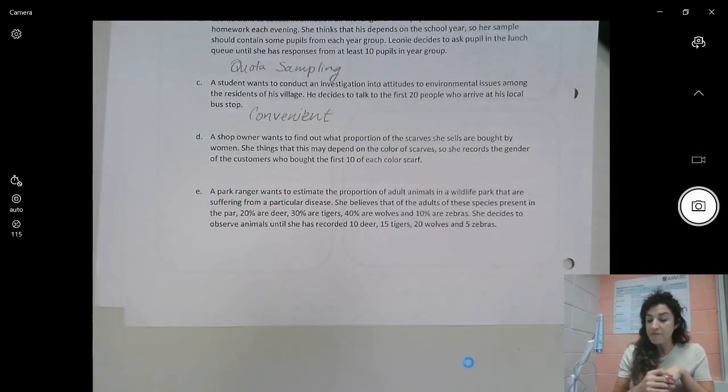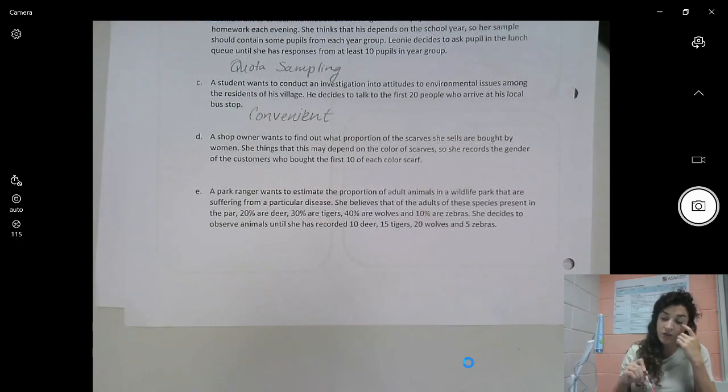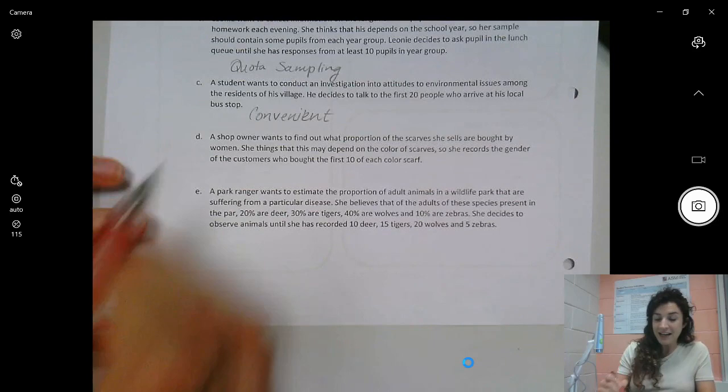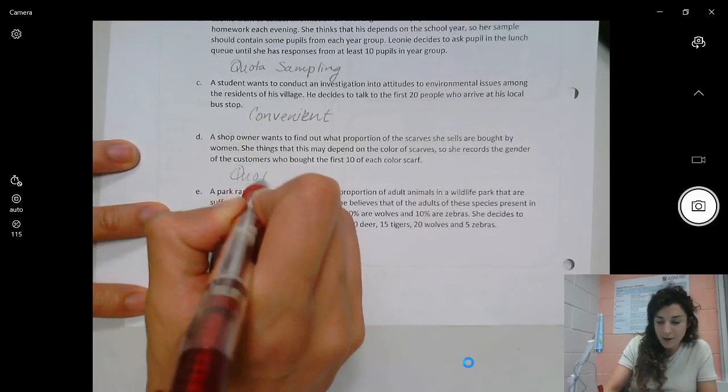A shop owner wants to find out what proportion of the scarves she sells are bought by women. She thinks that this may depend on the color of scarves. She records the gender of customers who bought the first 10 of each colored scarf. Again, it could either be quota or stratified, but it all depends on how she gathered the data. She didn't gather a whole population and then pick from that population to represent the data. So it's not random, and it is therefore quota.